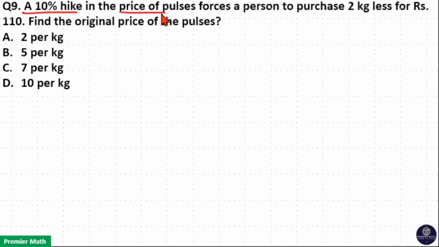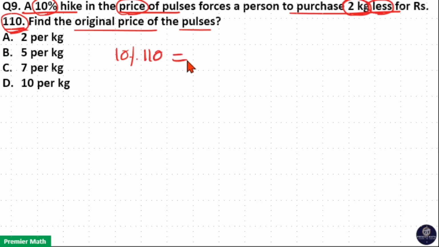A 10% hike in the price of pulses forces a person to purchase 2 kg less for rupees 110. Find the original price of the pulses. Here this 2 kg reduction in the amount is because of this 10% increment in the price. Also, this 2 kg reduction came from this 110 rupees, which means a 10% hike in this given price of 110 rupees causes this 2 kg reduction. Here, percentage and 00 cancel. 2 kg price is equal to 11 rupees, means 1 kg price is equal to 11 by 2 rupees.